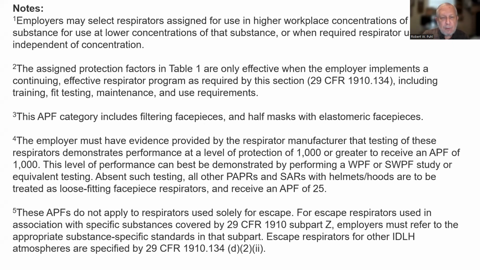This APF category includes filtering face pieces and half masks with elastomeric face pieces. The employer must have evidence provided by the respirator manufacturer that testing of these respirators demonstrates performance at a level of protection of 1,000 or greater to receive an APF of 1,000. This level of performance can best be demonstrated by performing a WPF or SWPF study or equivalent testing. Absent such testing, all other PAPRs and SARs with helmets or hoods are to be treated as loose-fitting face piece respirators and receive an APF of 25.